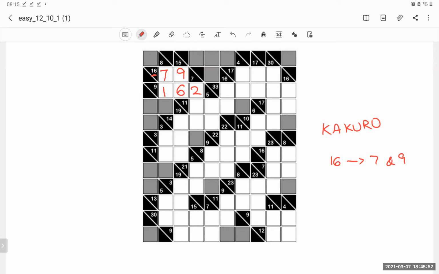There are clues all over the puzzle. You can just look at 16s first. Look at all the 16s and solve for 16s. There is a 16 here. See if you can solve this.